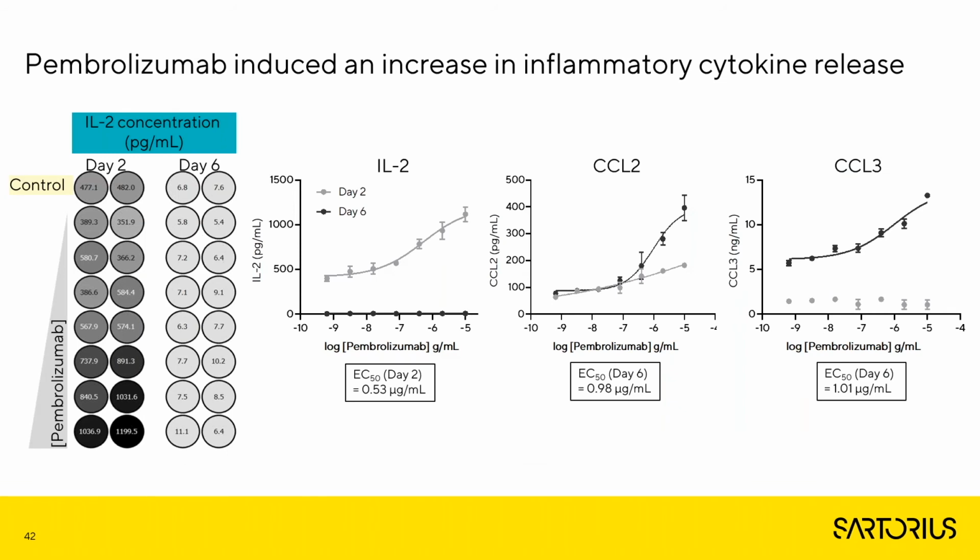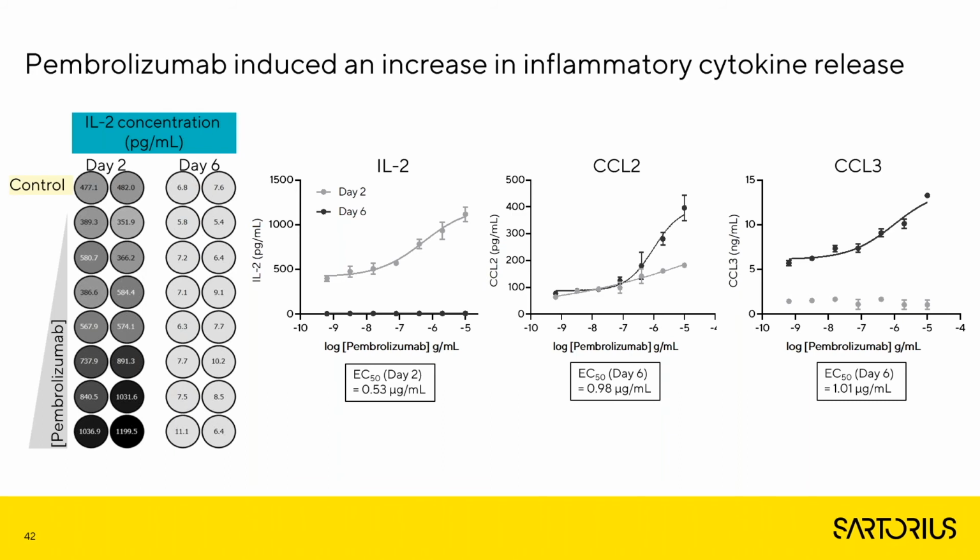So here I've got a few examples of the data generated for cytokine release in response to pembrolizumab. So on the left is an example of the raw IL-2 concentration data on days 2 and 6, displayed in heat map form, which clearly shows that there was high level and concentration dependent IL-2 production on day 2, which has diminished by day 6. The same data is then summarized as a concentration response curve in the middle.